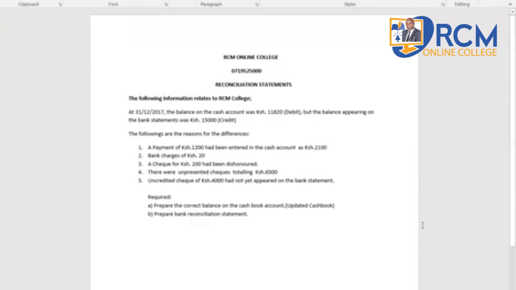It says the following information relates to RCM. On the first of December 2017, the balance on the cash account was 11,820, debit, but the balance appearing on the bank statement was 15,000, credit. The following are the reasons for the differences. A payment of Kenya shillings 1,200 had been entered in the cash account as Kenya shillings 2,100. Additional information number two, we have bank charges of Kenya shillings 20. Then a check of 200 shillings had been dishonored. There were unpresented checks totaling 6,500. We had uncredited checks of 4,000, which had not appeared in the bank statement.